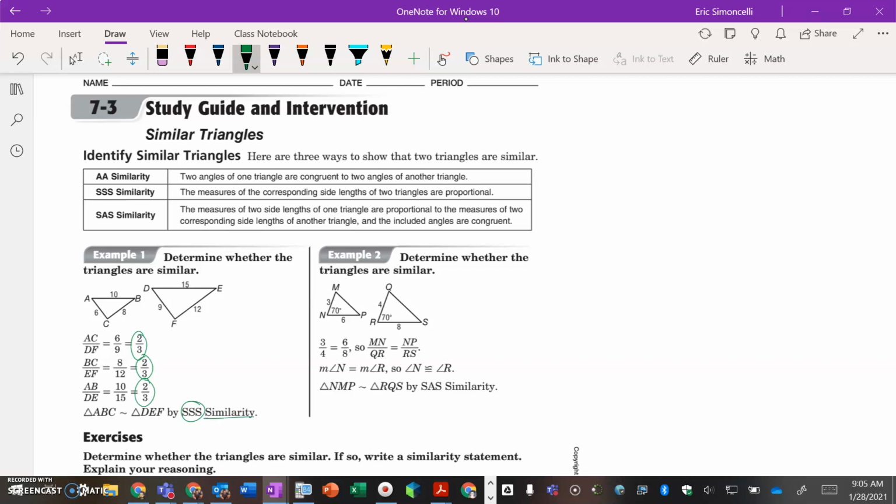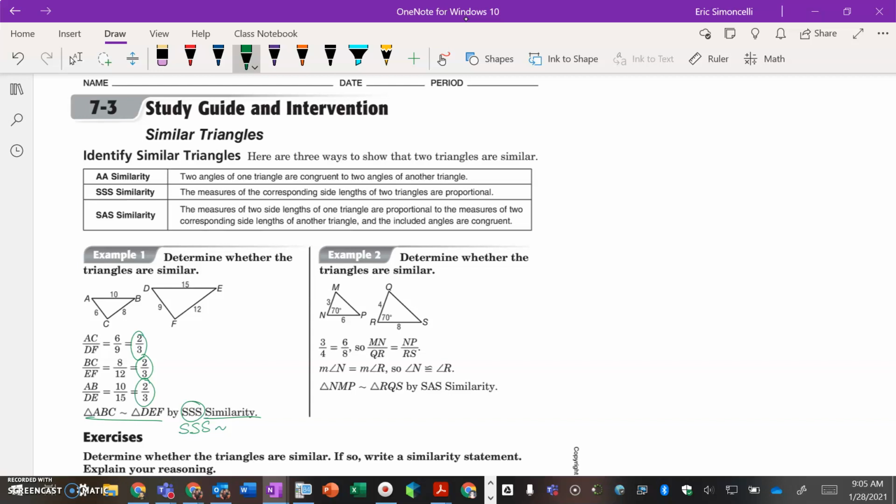There's another version of this that you can note. You can also write the notation, side-side-side similarity. And it is true that the two triangles are similar as such. Triangle ABC is similar to triangle DEF, and it's in that exact order too.